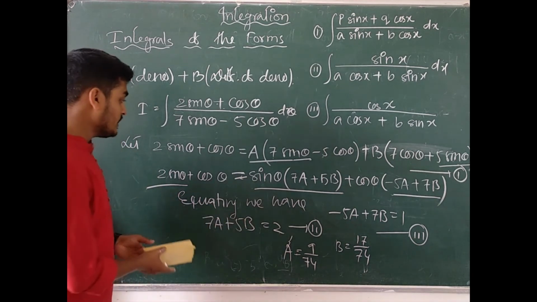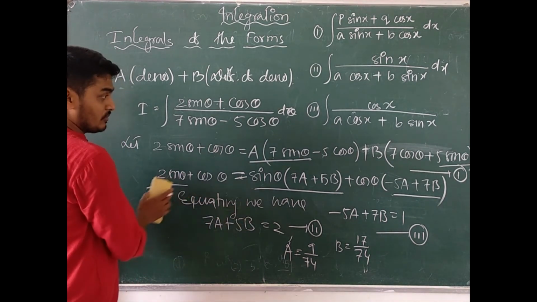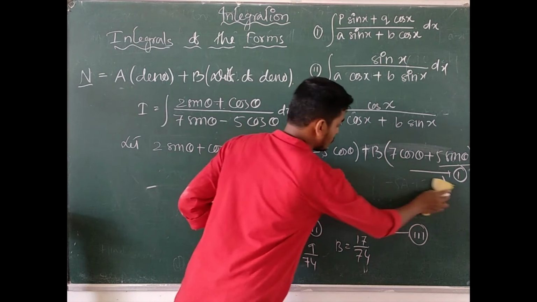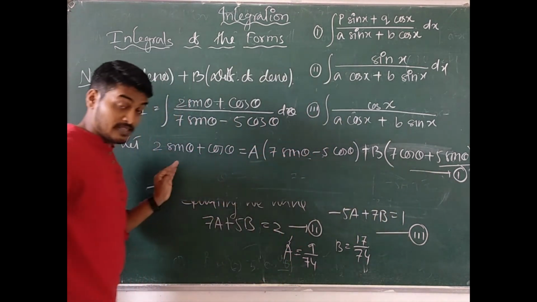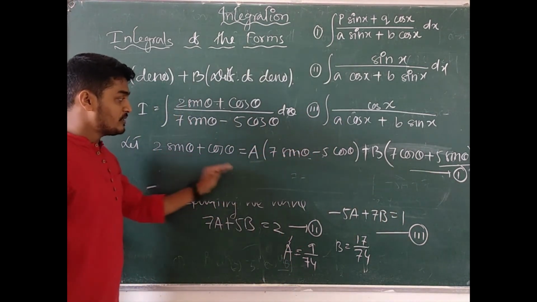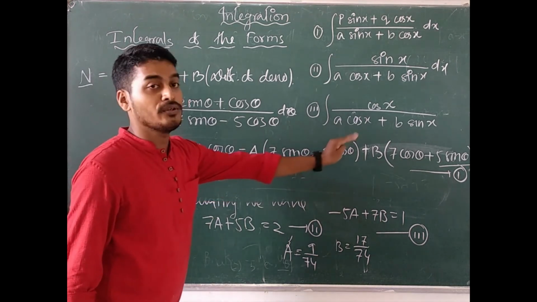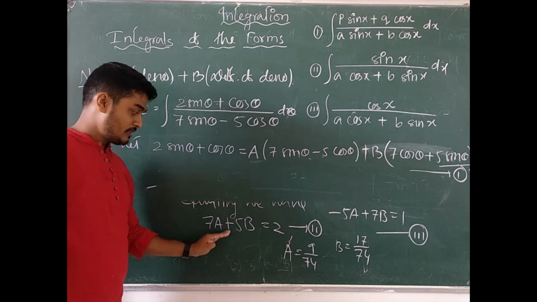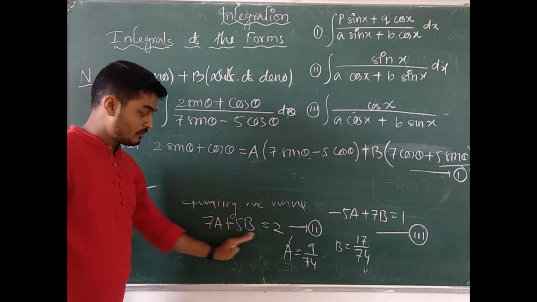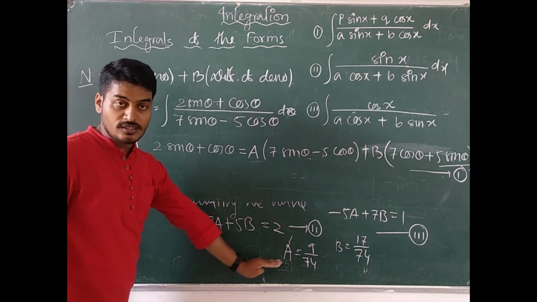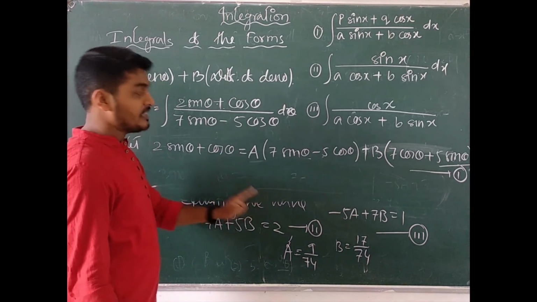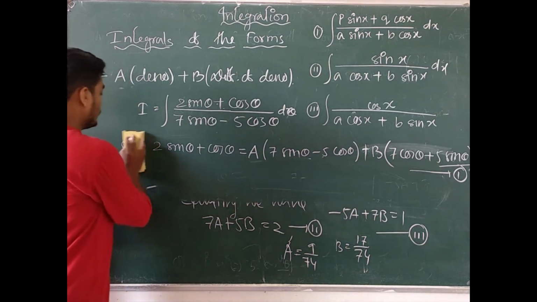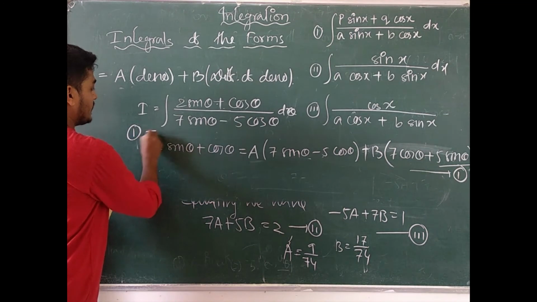So now putting the values of a and b here in the equation number 1. After that, listen to the steps carefully. First of all, numerator is equal to a into denominator plus b into differentiation of the denominator. Then simplify and equate, equating both sides, you have got 2 equations. Solve these 2 equations, you will get the value of a and b. After getting the value of a and b, you have to put it here. So directly write down 1 implies.